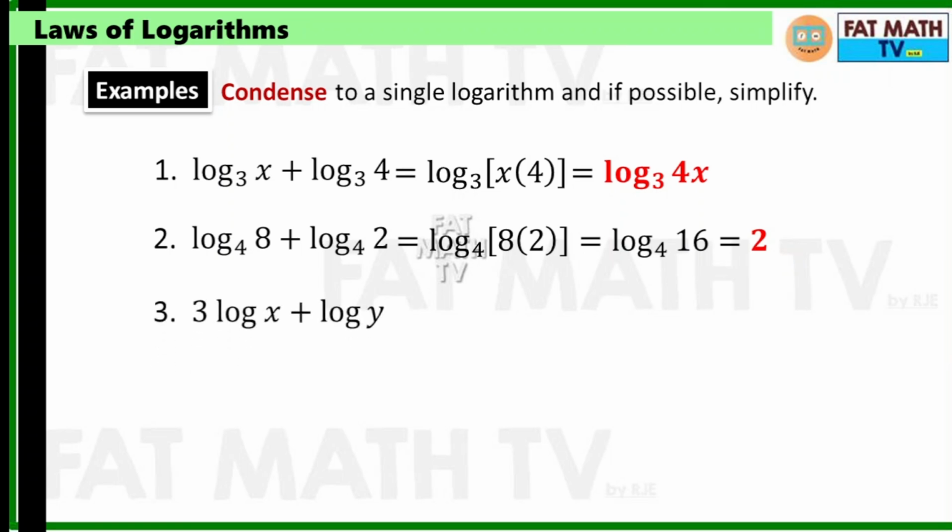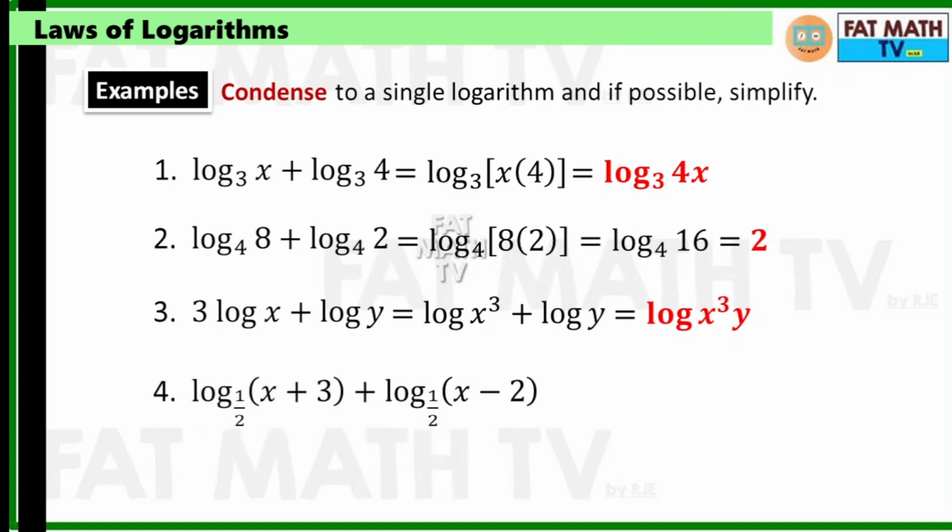Number 3, 3 logarithm of x plus logarithm of y. The first term can be expressed as logarithm of x cubed because the numerical coefficient can be the exponent of the one here. So logarithm of x cubed plus logarithm of y, that is a sum of logarithms which can be expressed as the logarithm of the product of x cubed and y. And the product of x cubed and y is x cubed y. So the answer here is logarithm of x cubed y.